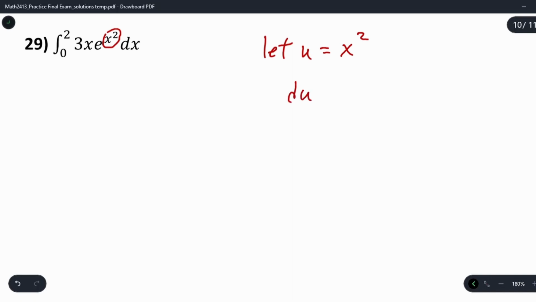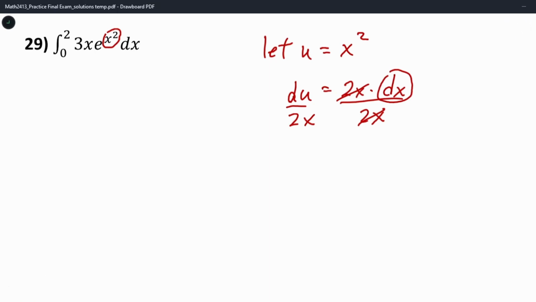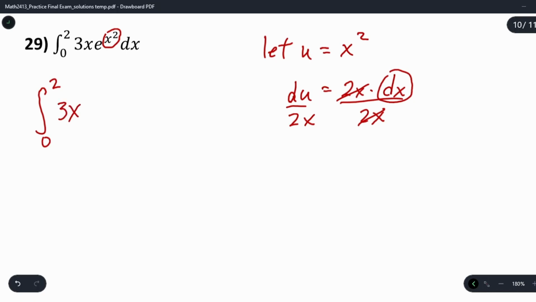And then if we differentiate both sides, we're going to get du equals 2x dx. Dividing both sides by 2x is going to give us the expression that we can substitute for dx. Now, rewriting the integral. From 0 to 2, this 3x is still here.